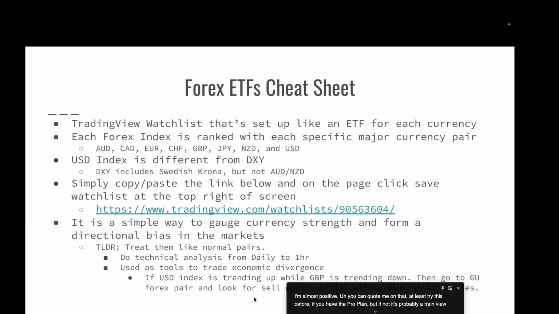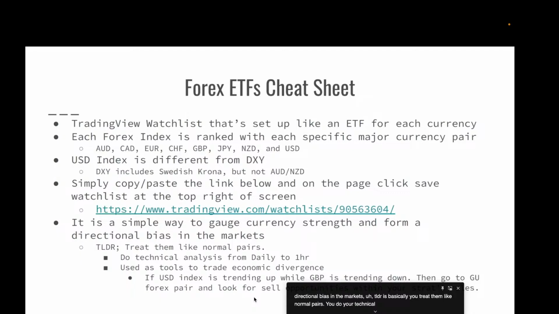And what this is, it's a simple way to gauge currency strength and form a directional bias in the markets. TLDR is basically you treat them like normal pairs. You do your technical analysis. I do it from the daily to the 1 hour. And it's used as a tool to trade economic divergence.